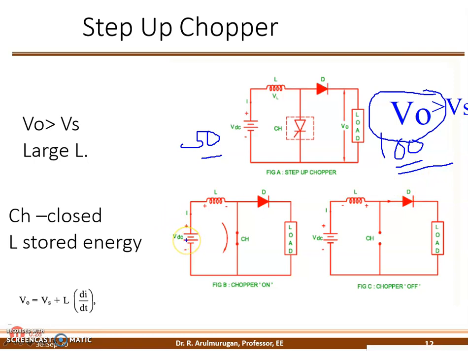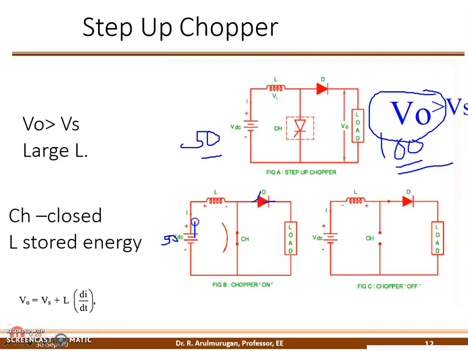So first apply the mode 1 condition. The source is a constant 50 volts. Switch is closed, which means diode is open. When the switch is closed, this is a path, a loop that is closed. The current does not flow to the load. Why not? Because the diode is open here. Then what will happen?